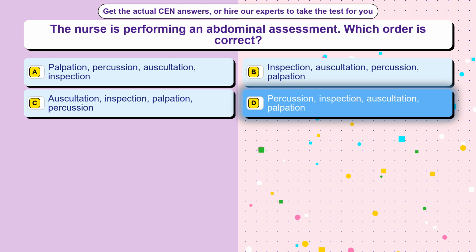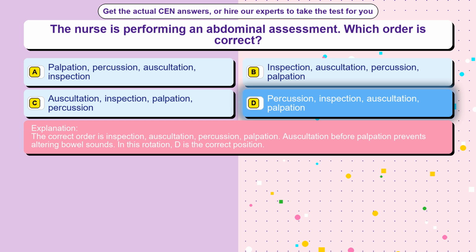The correct answer is option D, percussion, inspection, auscultation, palpation. The correct order is inspection, auscultation, percussion, palpation. Auscultation before palpation prevents altering bowel sounds. In this rotation, D is the correct position.